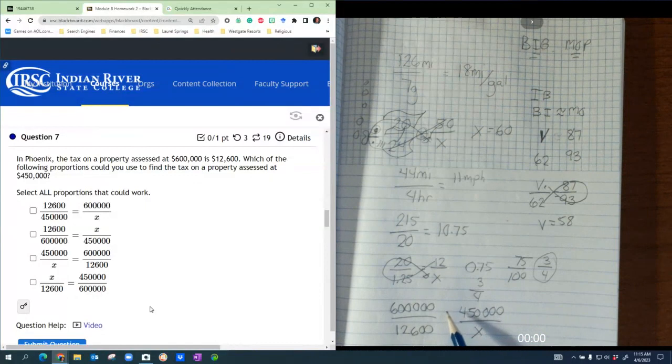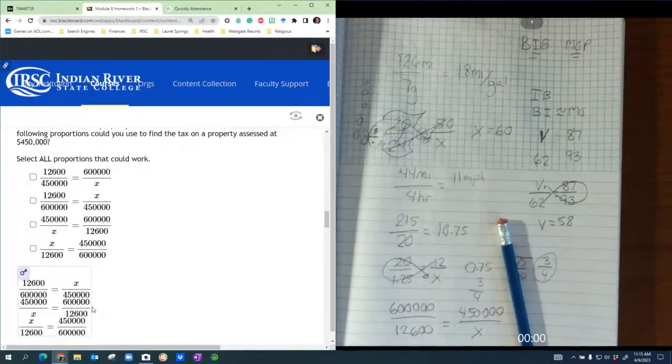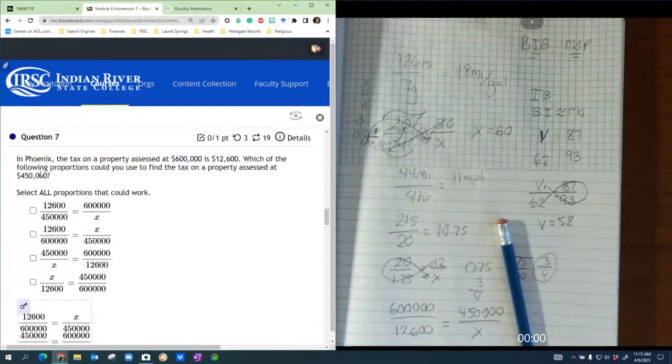We see that they don't have what is that? They have 600. They put the 600,000 over. Okay, so they have these reversed, but the third one there is the answer because we have the 600,000 over the 12,600 equals the 450,000 over X. So that third one is the answer. They just have it written backwards. Okay, so now they're saying that there's multiple answers. I'm interested in that. Okay, select all proportions that could work.